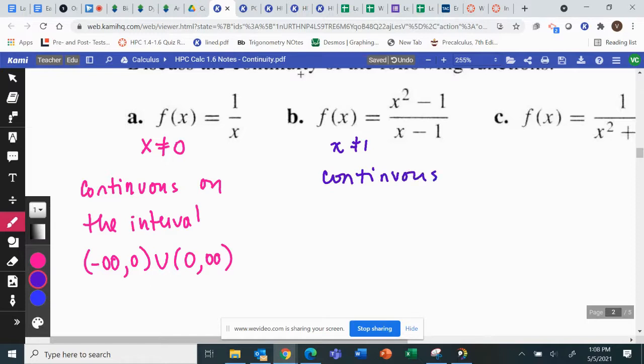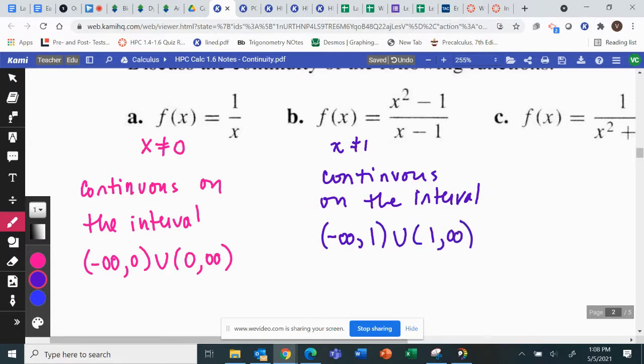Can you help me write the domain? Continuous on the interval. Hold on a second. I'm not right there. On the interval. Perfect. Thank you, Sam.